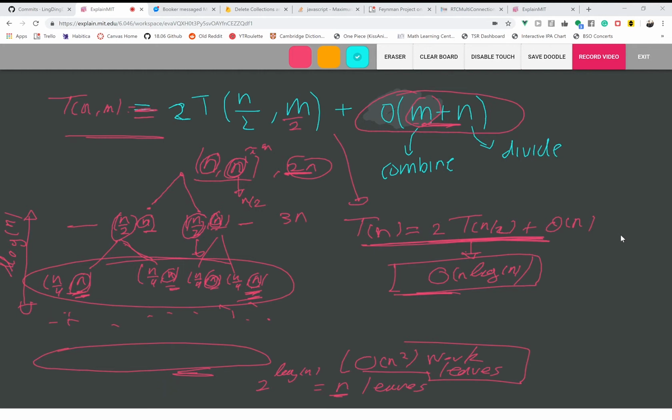n to the log base b of a. That makes sense, right? So there are log n levels. This is the number of levels, and then it's constant work at each level. Exactly.